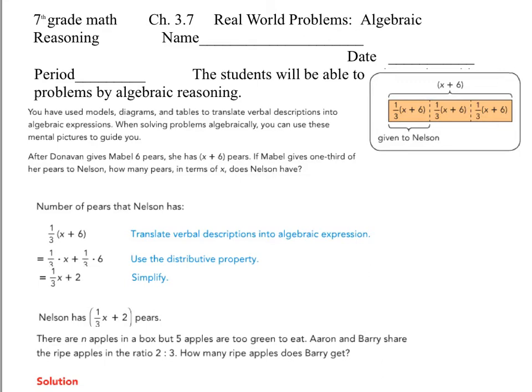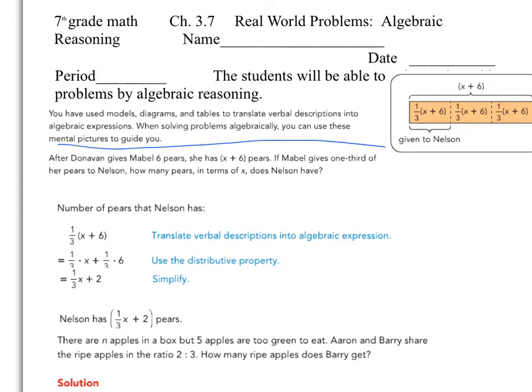So, students will be able to solve real world problems by algebraic reasoning. You have used models, diagrams, and tables to translate verbal descriptions into algebraic expressions. When solving problems algebraically, you can use mental pictures to guide you. Okay, so problem number 1, where we start with Donovan.